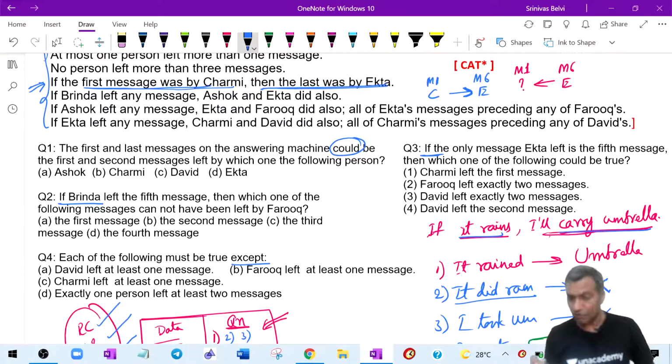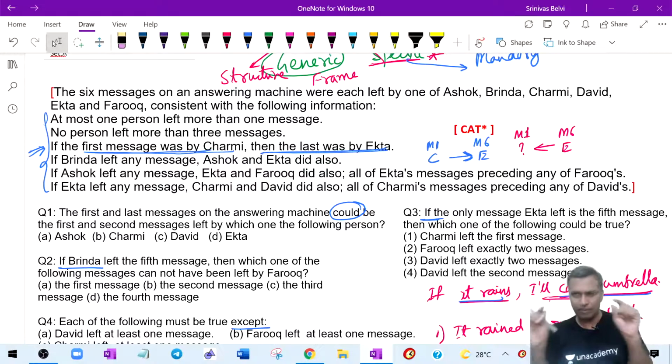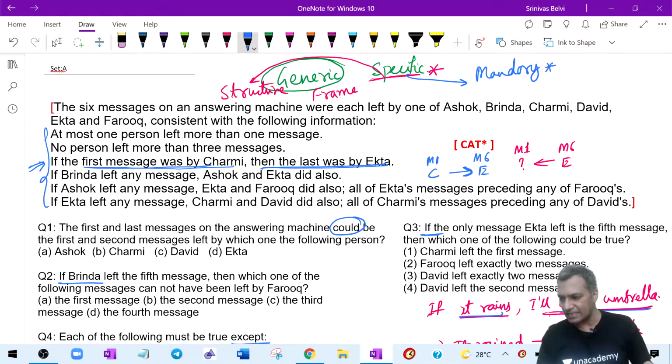Now look at the words here, could be. Could be means possibility, which means there are multiple things on the platter. You will not be able to fix certain things here, but you will get a framework. Within that framework, certain things become mandatory. You will study these kinds of topics under selection, etc. It doesn't matter which topic name you give.